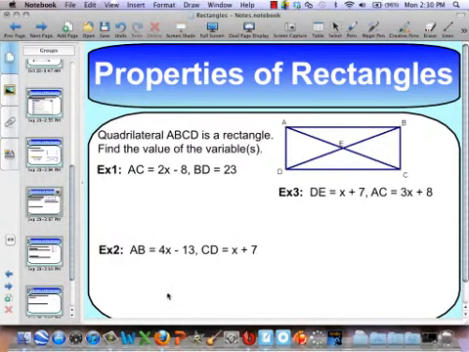All right, so let's go ahead and put this to use. Example 1. We're told that AC is 2x minus 8 and that BD is 23. First of all, what property are you going to use to solve for x? Which property applies?